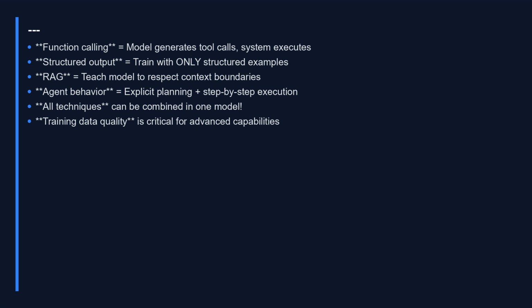Agent behavior emerges from explicit planning examples, not from architecture changes. All 4 techniques compose. You can train a single model that does all of them. And across every technique, training data quality is the dominant factor. The model learns exactly what you show it.